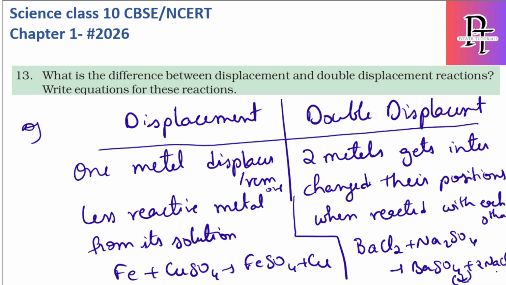Okay, so I'm just repeating again. In a displacement reaction, a metal displaces a less reactive metal from its solution, whereas in double displacement two metals get their positions interchanged. Like you can see, barium and sodium are two metals here, both getting interchanged in position with respect to the sulfates or solutions.